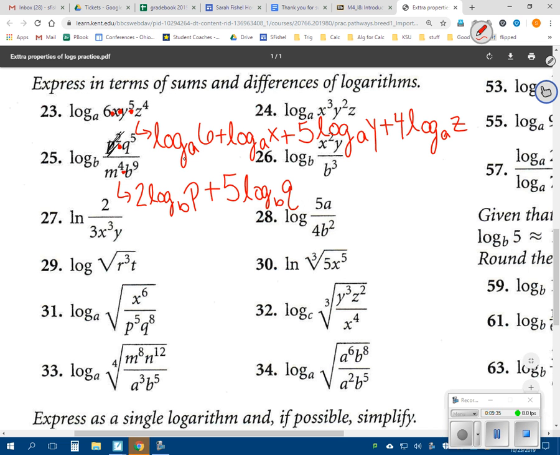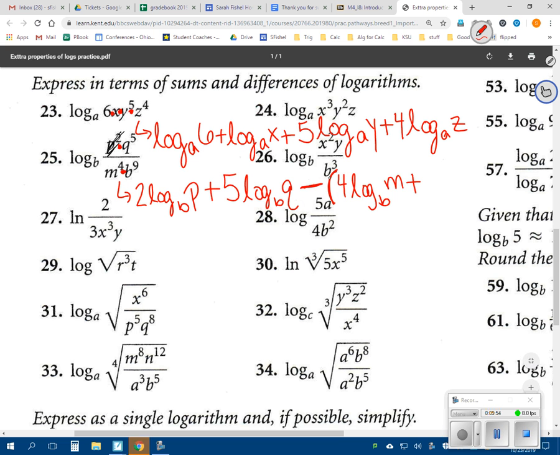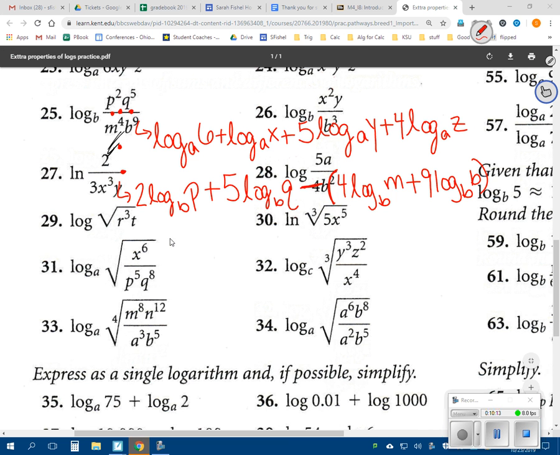Now I've got a quotient, so I have to do minus. Be very careful here. You're dividing, then everything that comes after it, so you need parentheses. 4 log base b of m, and then between the m and the b there's multiplication, so that's a plus, and we're good because we are putting parentheses around this so we know all of that is coming from the denominator. So that would be 9 log base b of b. Okay, hopefully you followed along with that one.